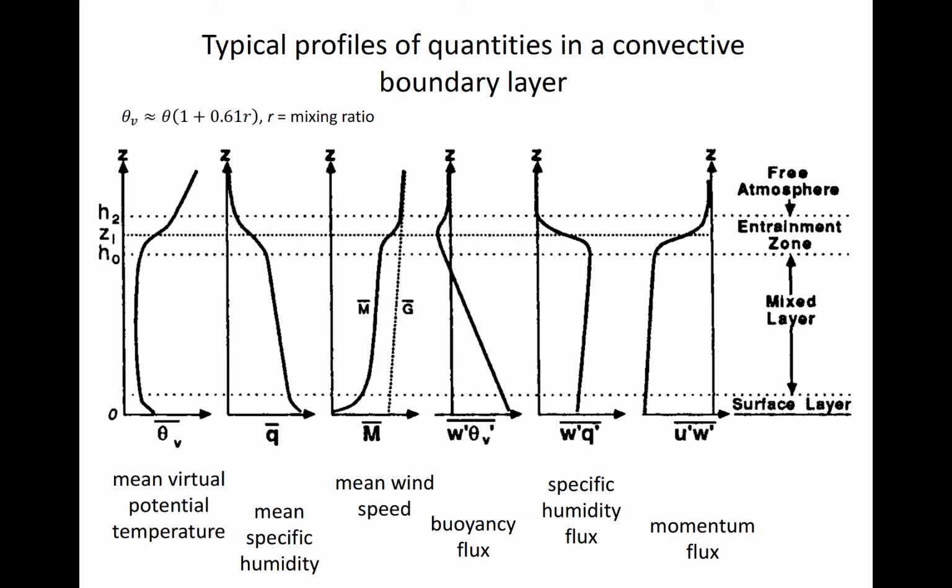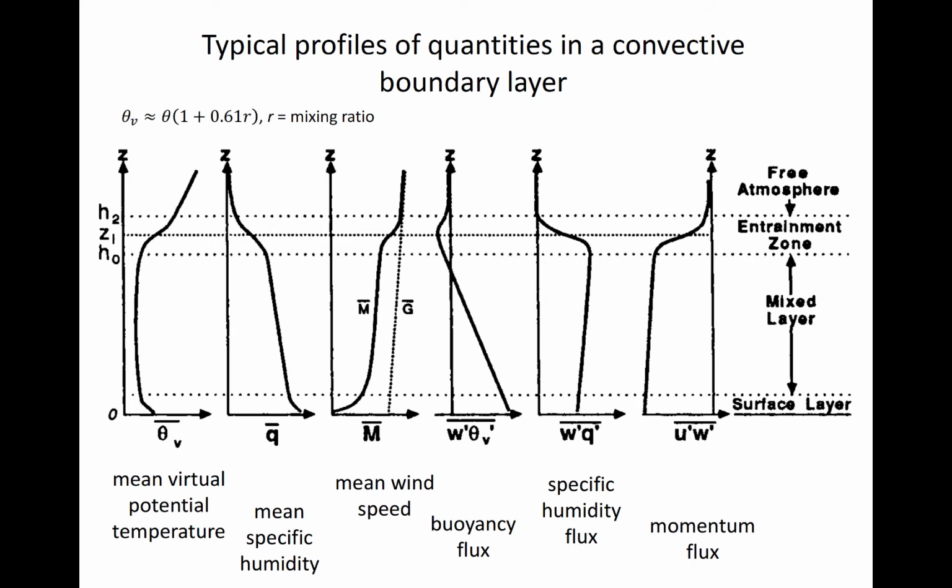Consider some typical profiles of variables in a convective boundary layer. A few different layers within the atmospheric boundary layer are denoted in this figure. The surface layer is the thin layer closest to the ocean surface. The mixed layer makes up most of the boundary layer, and then above that is an entrainment zone in which free tropospheric air is mixed with the boundary layer air.